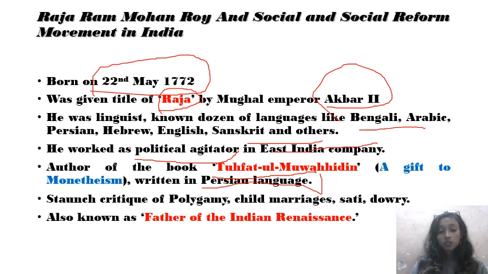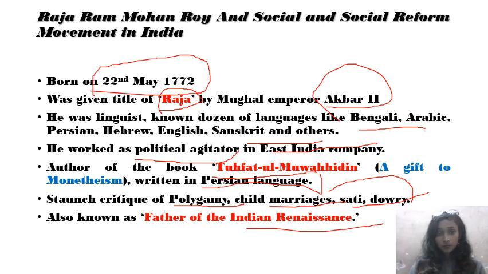And now we will talk about why he is famous, because why are we talking about this person. So he was a staunch critic of social evils like polygamy, child marriage, sati, and dowry. We can see that all these social evils especially affect women a lot. And he was also known as the father of the Indian Renaissance. So we will move on to our next slide.